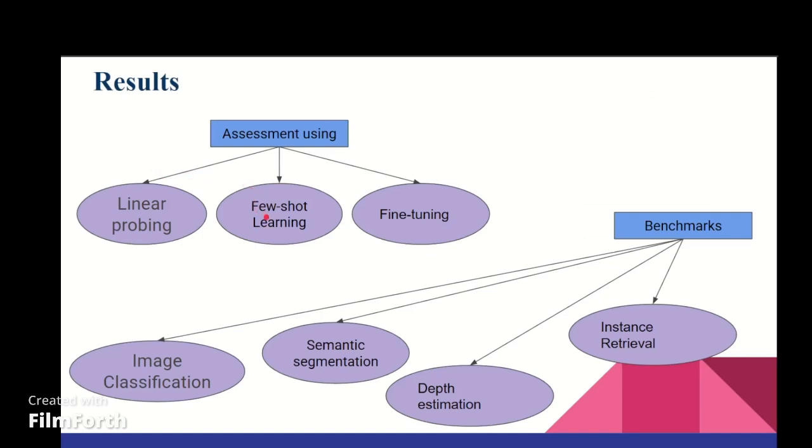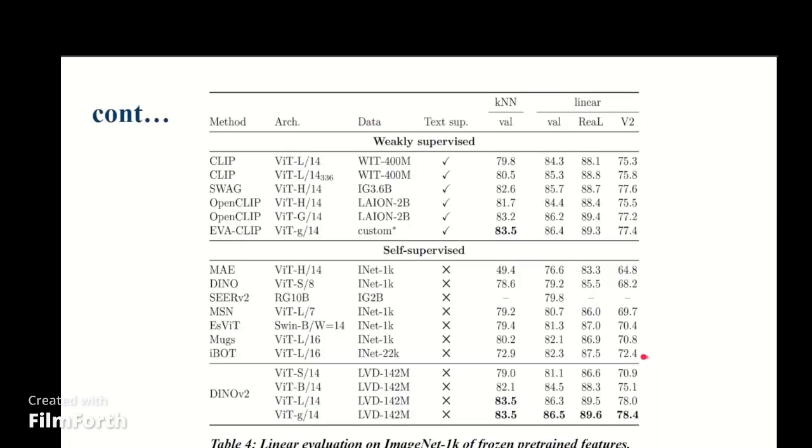Now, to assess the quality of the learned features, the authors used three evaluation methods: linear probing, few-shot learning, and fine-tuning. Now, these tests are run across the standard vision tasks such as classification, semantic segmentation, depth estimation, and image retrieval.